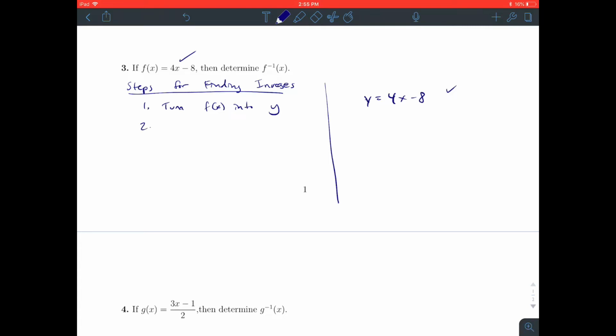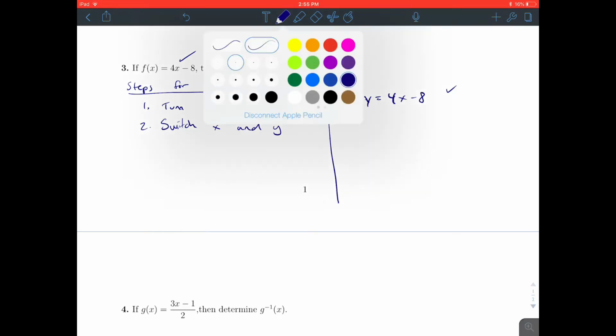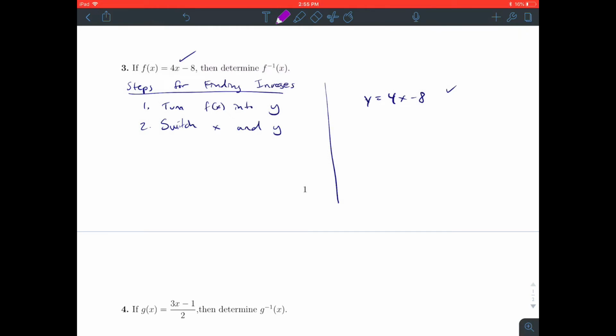Now is the step where we switch it to the inverse. The inverse function is going to have switched input and output compared to the original. So we'll switch the x and y values. Now I'm going to change colors because the new function that we're talking about, this is the step where it becomes the inverse. So we switch y for x, we switch x for y.